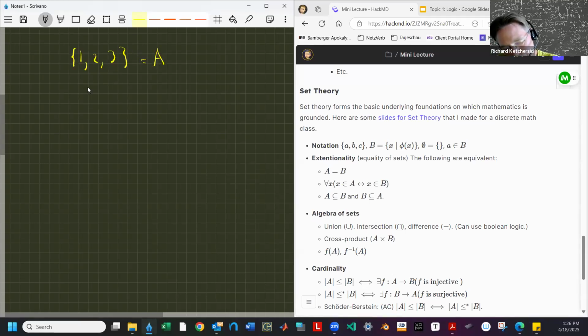This notation here, 1 is an element of A, just means that 1 is in that set. 1 is an element of A. 4 is not an element of A. Pretty clear.